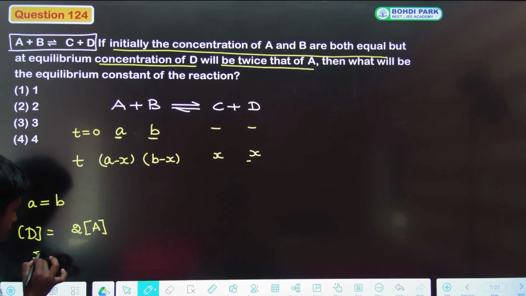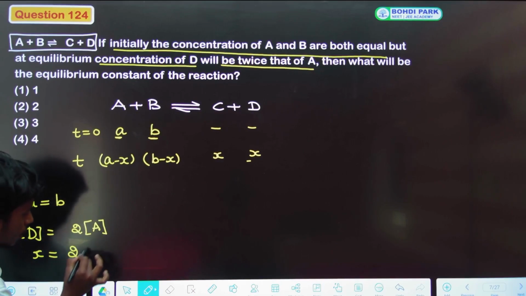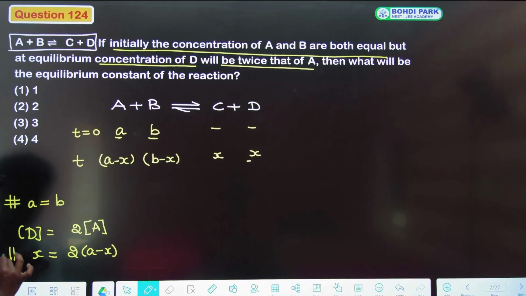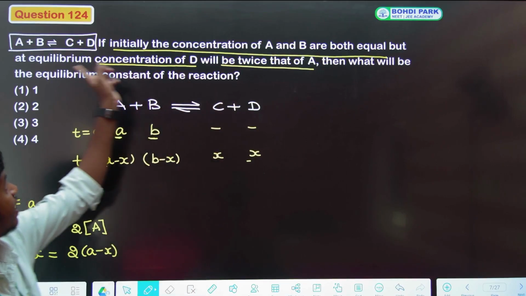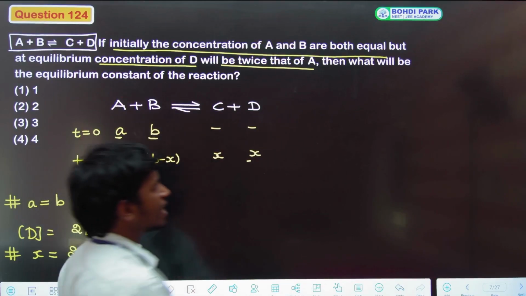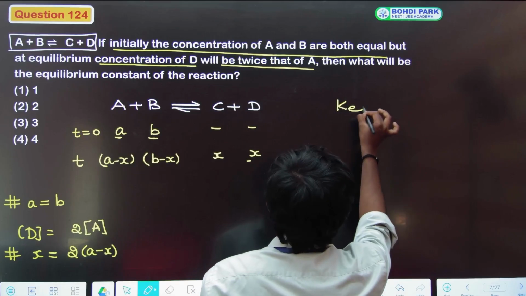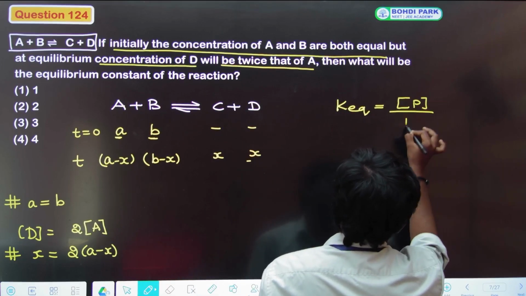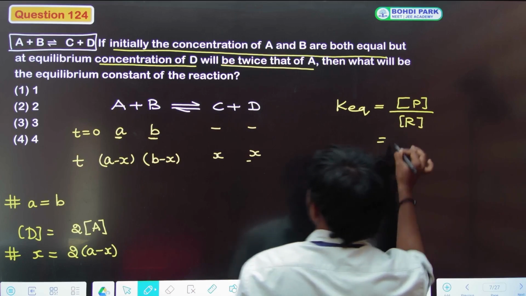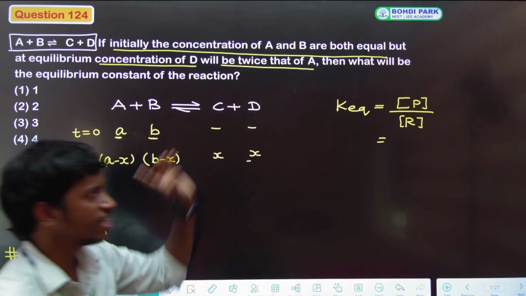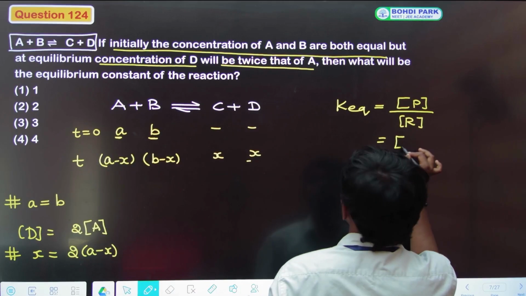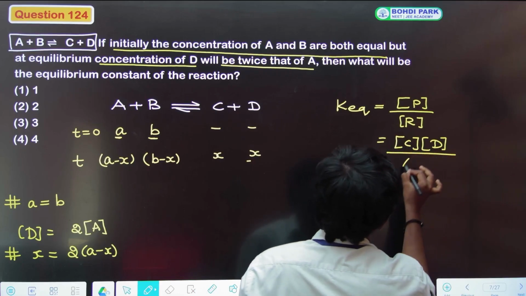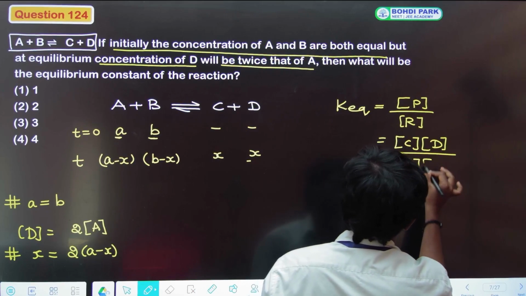So x-ஓட value எதுக்கு equal சொல்லிட்டாங்க? 2 into a minus x-க்கு equal கொடுத்திருக்காங்க. This is condition number 2. என்ன கேக்குறாங்க? Equilibrium constant find பண்ண சொல்றாங்க. Equilibrium constant formula என்னது? Concentration of product by concentration of reactant. என்னென்ன product இருக்கு? C is a product and as well as D is a product. So concentration of C into concentration of D divided by concentration of A into concentration of B.